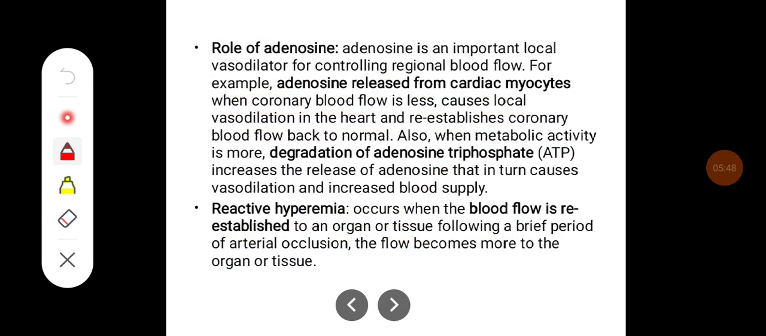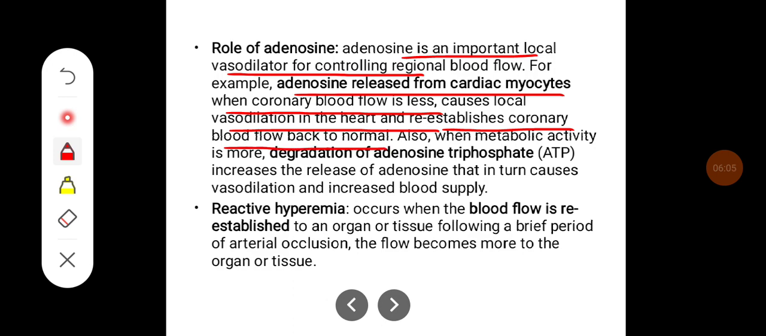Role of adenosine. Adenosine is an important local vasodilator for controlling regional blood flow. For example, adenosine released from the cardiac myocytes when coronary blood flow is less causes local vasodilatation in the heart and reestablishes the coronary blood flow back to normal. Also, when metabolic activity is more, degradation of adenosine phosphate, that is ATP, increases the release of adenosine, which in turn causes vasodilatation and increased blood supply.